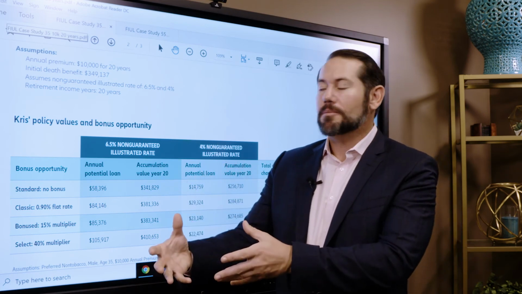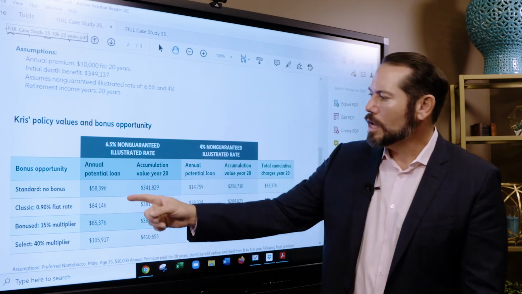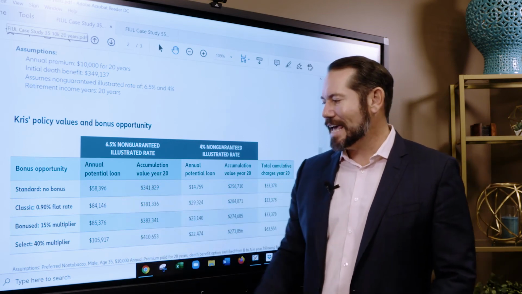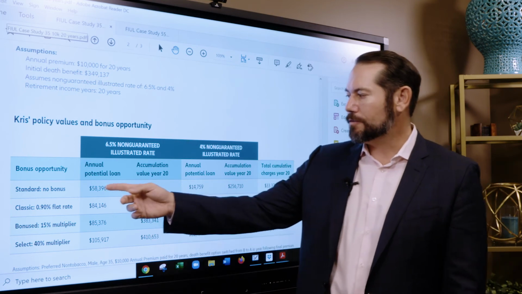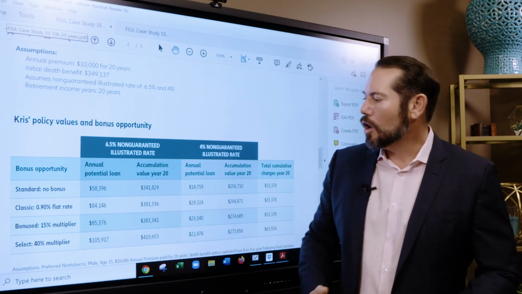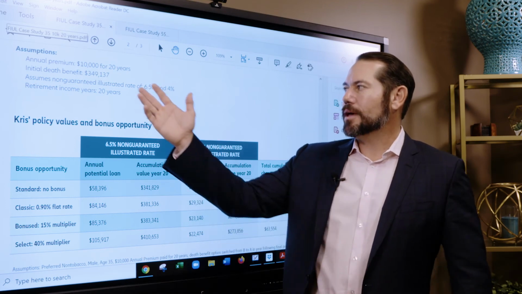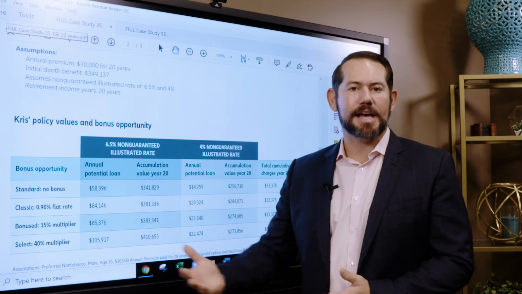gives it to them, but instead of just giving it to them, if we put it into the policy, look at the annual income they could take tax-free from age 65 to 85, somewhere between $58,000 a year to $105,000 a year. All the while, they have that death benefit protection. God forbid anything happens to them, their family would receive that tax-free death benefit.